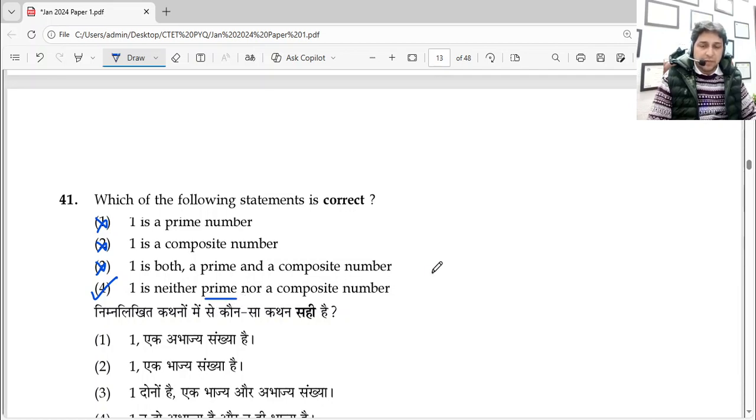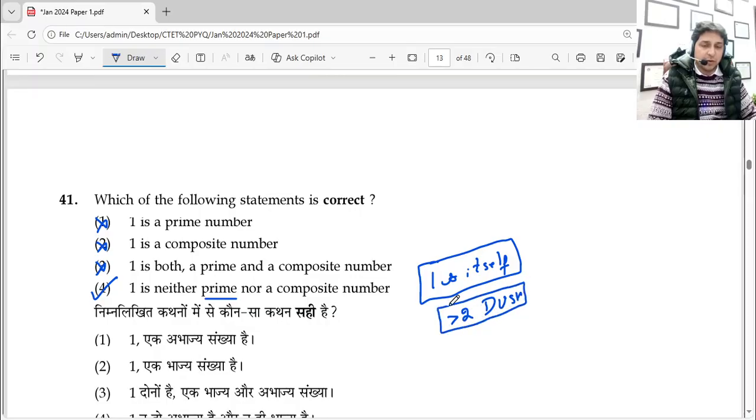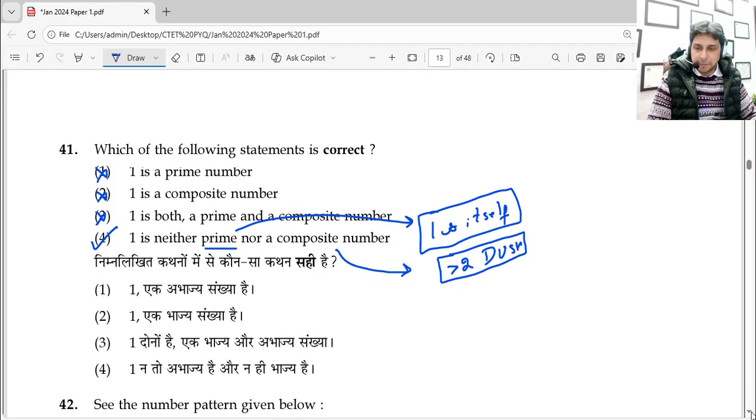That means a prime number has 1 and itself. There are 2 divisors, and 1 has only 1. So that means 1 is not prime. And a composite number should have more than 2 divisors, and 1 has only 1. That means 1 is neither prime nor composite. So option D is the answer for question number 41.